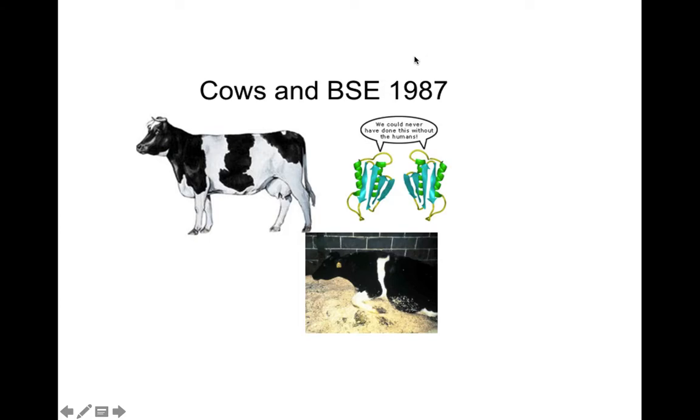This is kind of a tragic story. BSE stands for Bovine Spongiform Encephalopathy. Bovine refers to cattle, right? So this is the so-called mad cow disease, and this is kind of my twisted sense of humor. Here are two misfolded prions, and they're saying we could never have done this without the humans. So these would be two little BSE prions, right? And we're going to see what we humans had to do with the emergence of BSE.